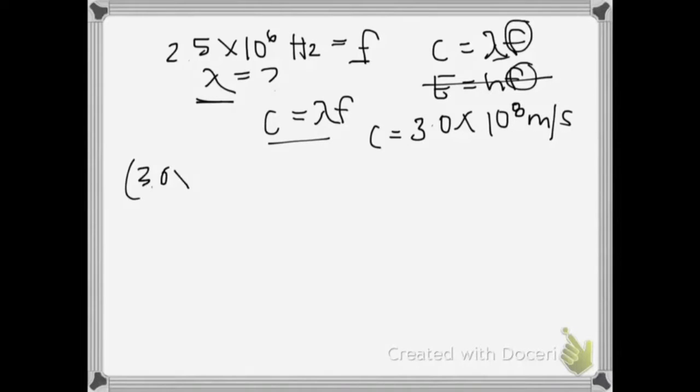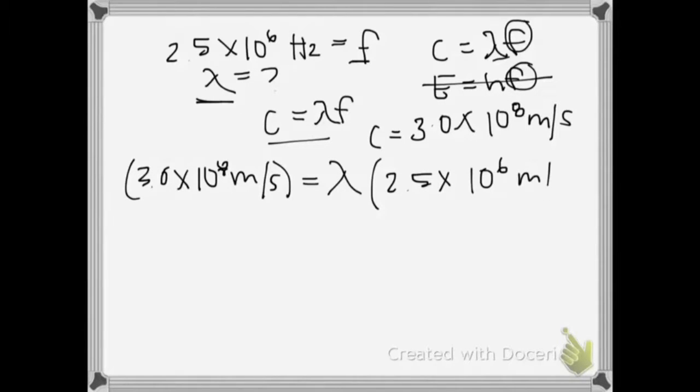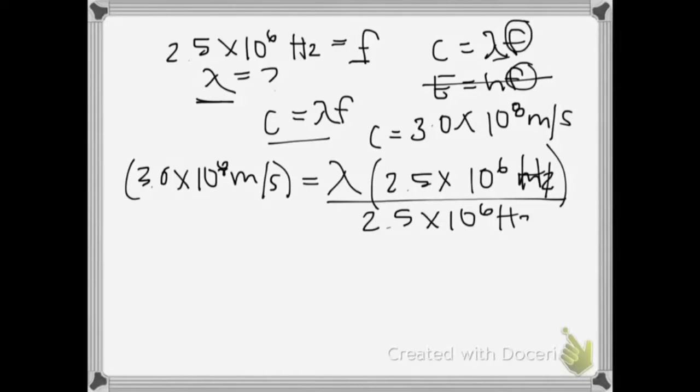So I have 3.0 times 10 to the 8th meters per second equals, I don't know what my lambda is, so I'm going to leave it there. And my frequency is given in the problem, 2.5 times 10 to the 6th hertz. Okay, so now in order to get lambda by itself, I have to divide on both sides by 2.5 times 10 to the 6 hertz. On the right here, it's just going to cancel out, and it leaves lambda by itself.